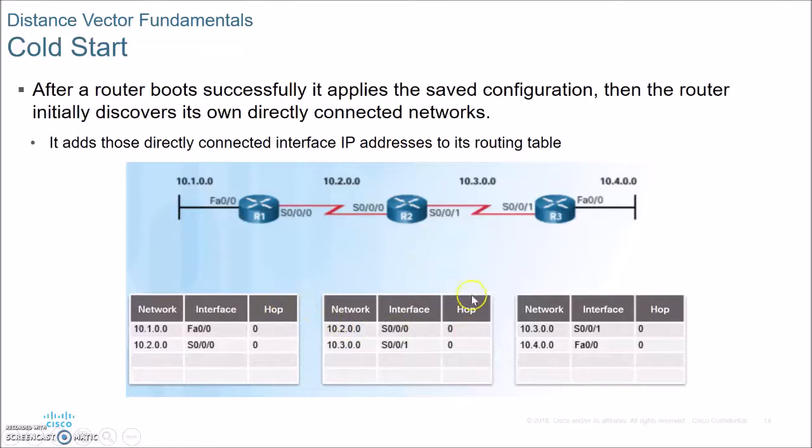We have the metric here because we are running RIP, so it's based on hop count. These two networks are directly connected, so they are 0 hops away. For R2, these two networks are directly connected, 0 hops away. For R3, same thing, 0 hops away. So for a directly connected network, the number of hops, or the metric, is always 0.